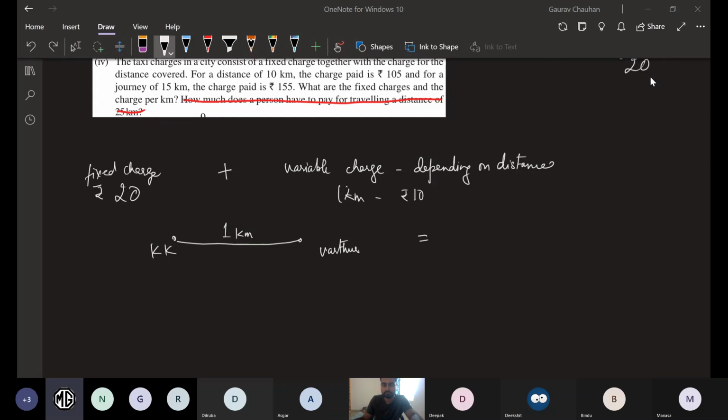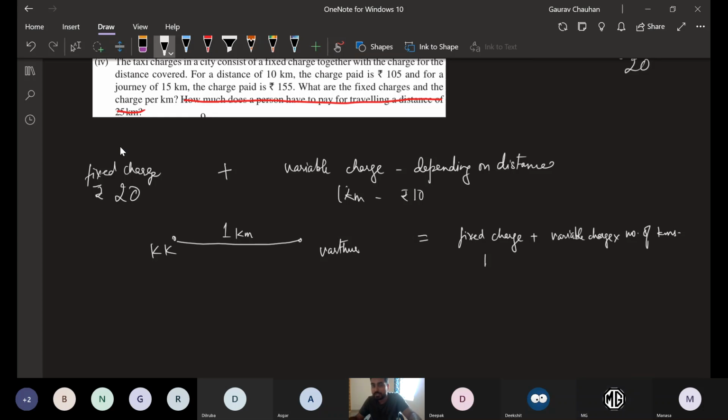Sir, 30 rupees, sir. Very good, MG. You'll have to pay 30 rupees. That is fixed charge plus variable charge into number of kilometers. So that is 20 rupees plus 10 rupees into how many kilometers you traveled? You traveled 1 kilometer only. That is equal to 30 rupees. Now let's take one more example.